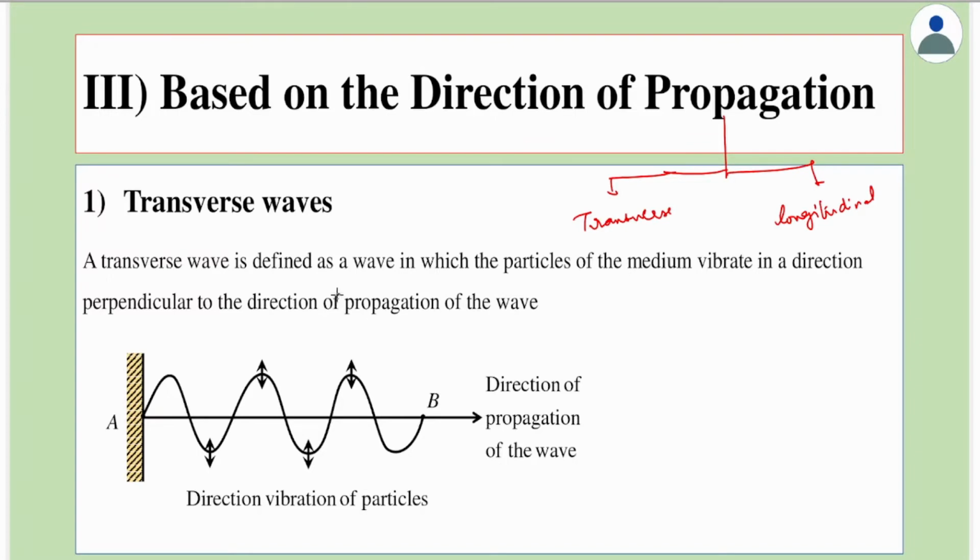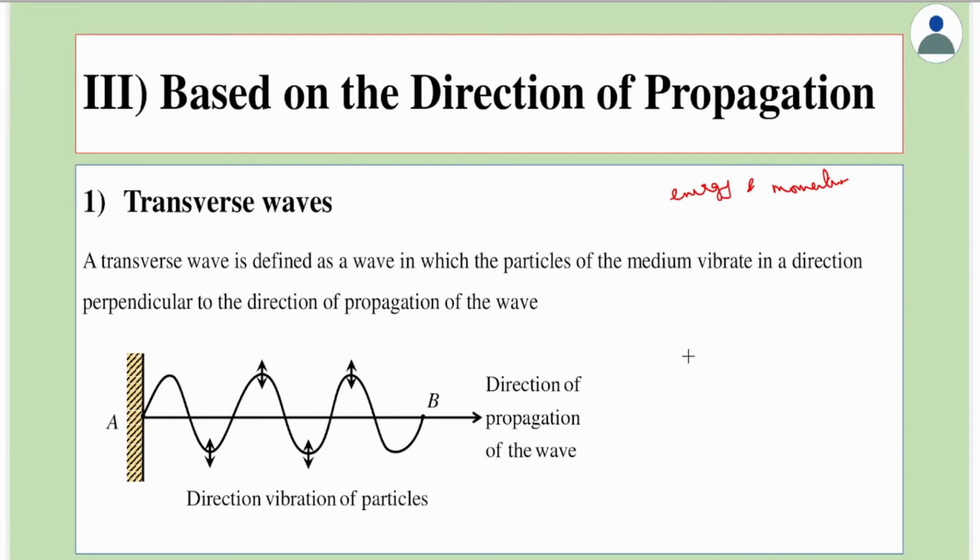A transverse wave is defined as a wave in which the particles of the medium vibrate in a direction perpendicular, this is very important, to the direction of propagation of the wave. Understand this, recall that in the case of waves only energy and momentum are transferred, but the particles or matter don't move. But how are energy and momentum transported?